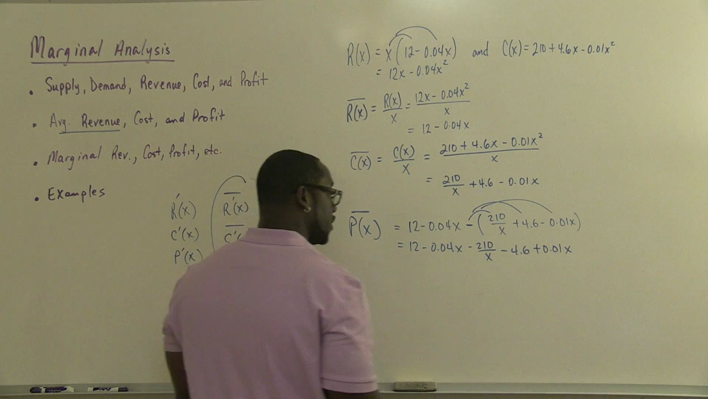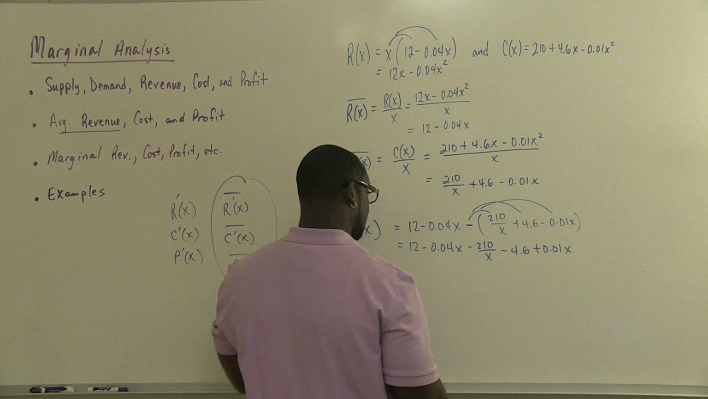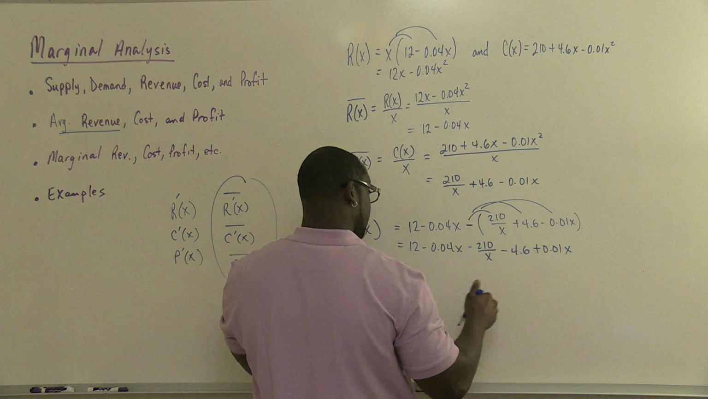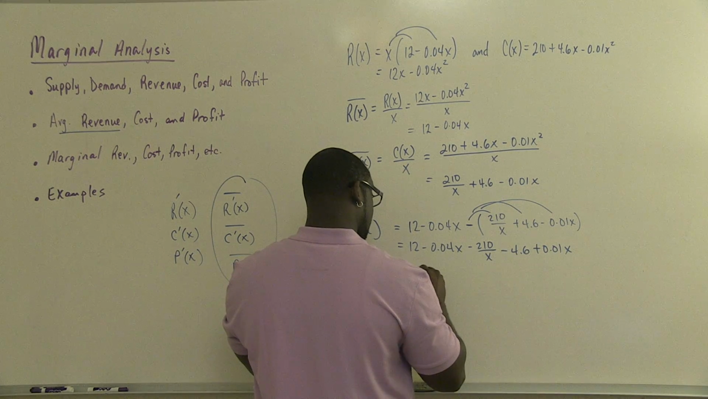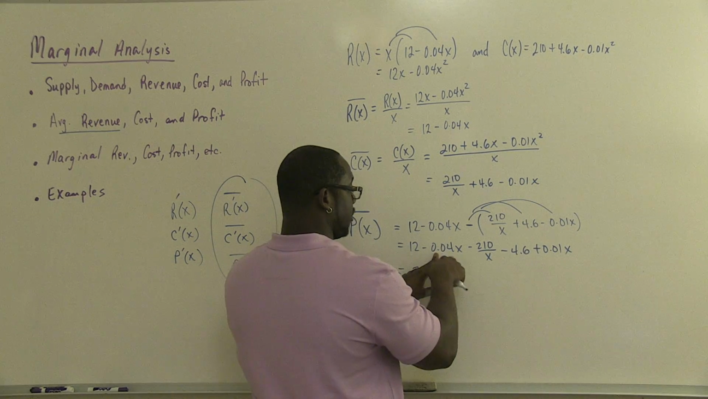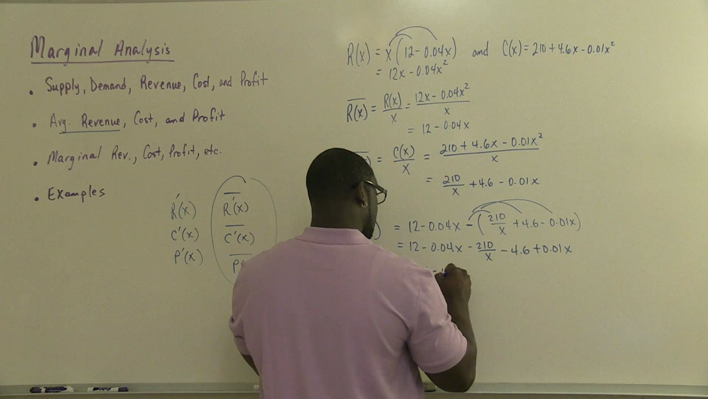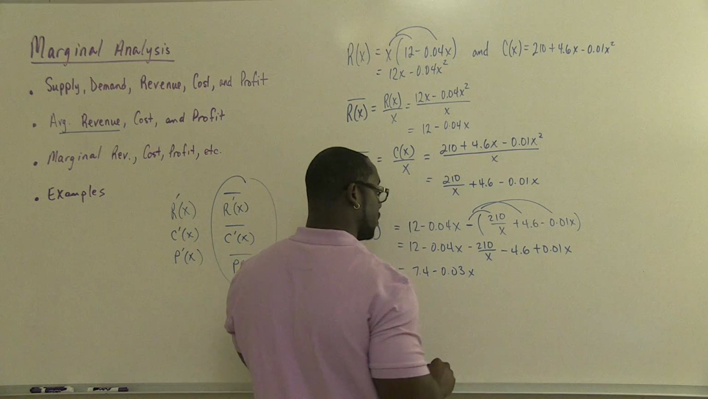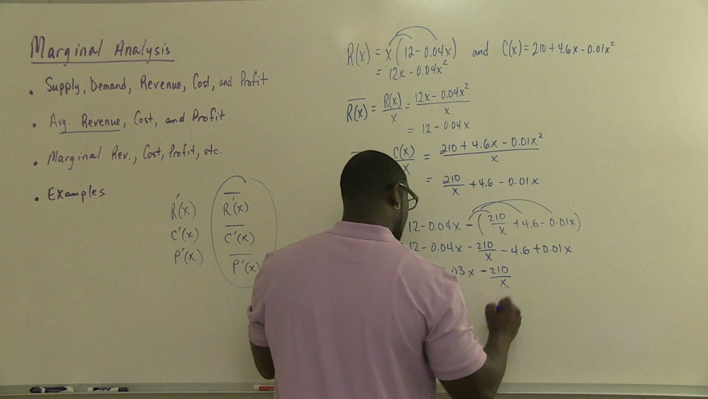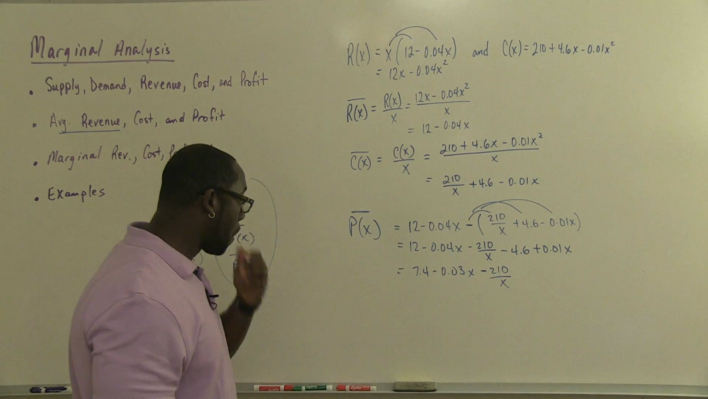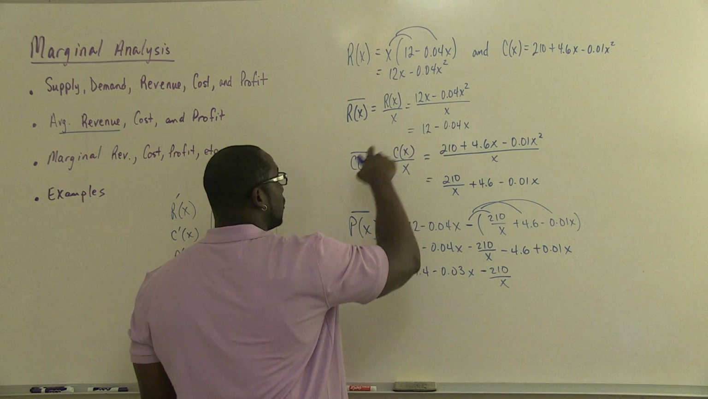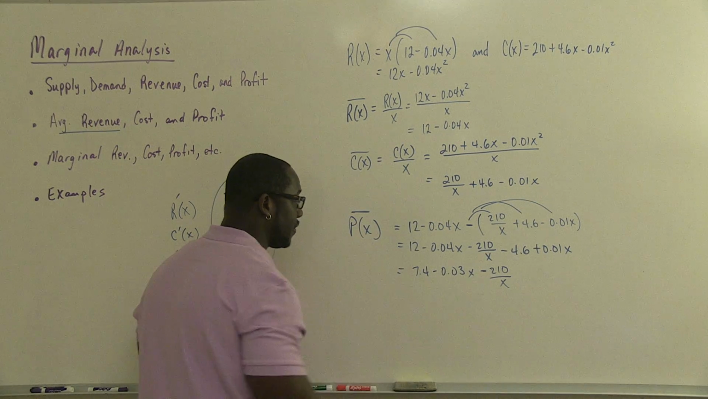Okay, so now we're here, we will combine like terms. So again, we have 12 minus 4.6, which is 7.4. We have minus 4 cents plus 1 cent, which is minus 3 cents. And then minus 210 over x, okay? And so these are our average revenue, average cost, average profit equations.